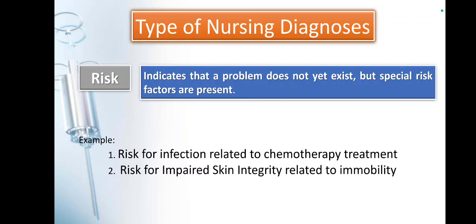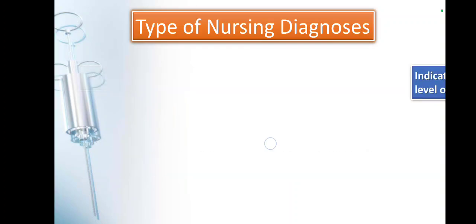Now, we can use this type of nursing diagnosis. So, risk for infection related to chemotherapy treatment, risk for impaired skin integrity related to immobility. So again, risk indicates that a problem does not yet exist, but special risk factors are present. So let's proceed to your next type, wellness.